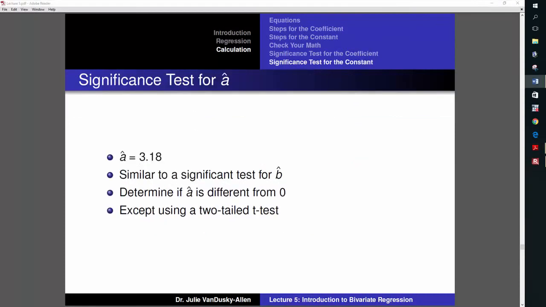Now I'm going to show you the significance test for a-hat, the constant. It is similar to the significance test for b-hat. We want to know if a-hat is different from 0, except we don't have any expectations that a-hat is positively different from 0 or negatively different from 0. So we run what is called a two-tailed t-test.